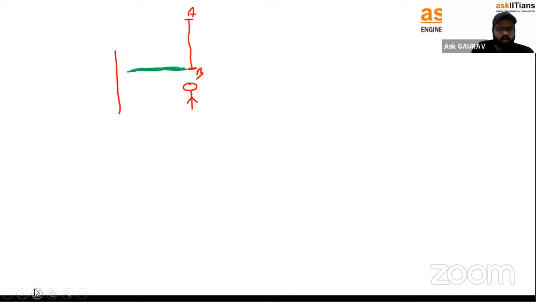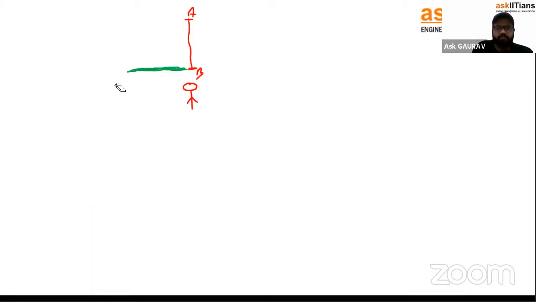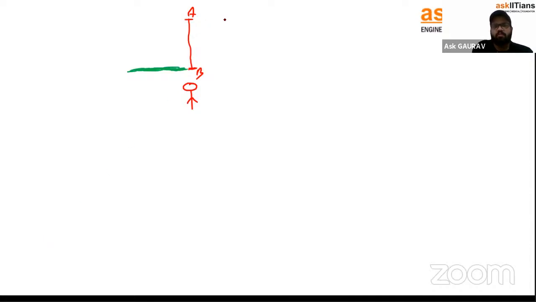Is the shadow falling on the left of Rohit? Yes, it is on the left of Rohit. And because in the morning the sun rises from the east, this direction is your east. This is your sun. This direction is your east, right? And this is your pole.